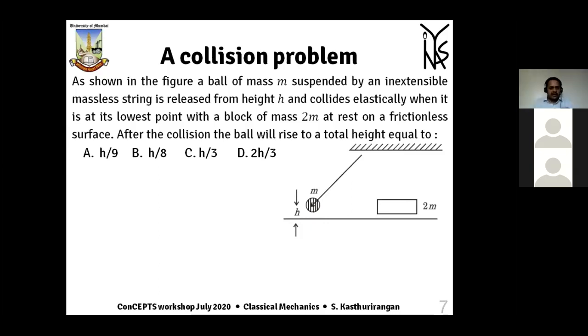The question here is as follows. As shown in the figure, a ball of mass m is suspended by an inextensible massless string. It is released from a height h and collides elastically, when it is at its lowest point, with a block of mass 2m, which is at rest on a frictionless surface.